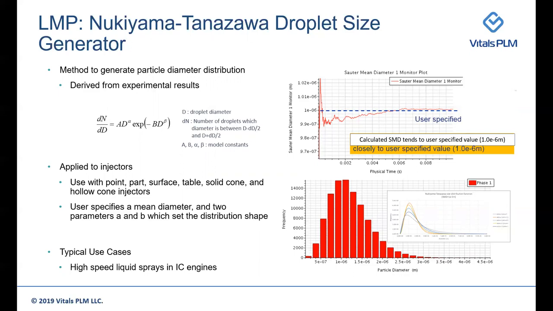With the known size of the droplet in terms of the Sauter mean diameter, it is possible to populate the droplet distributions by simply defining the mean diameter and the modeling parameters called A and B, which are for the distribution shape. Here we see the normal distribution of the particles being populated and distributed. Typical use cases are high speed liquid sprays in ICE engines, where the atomized fuel comes in the form of droplets and undergoes different mechanisms, primary breakup and secondary breakup, to form a population of different size distributed droplets further downstream.